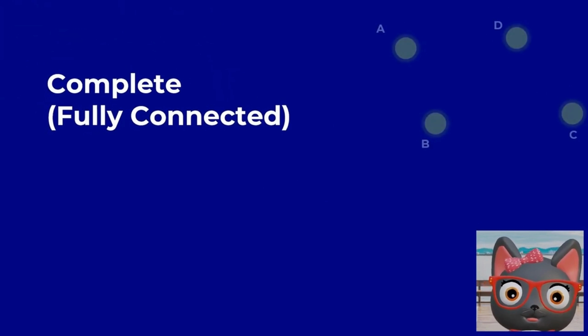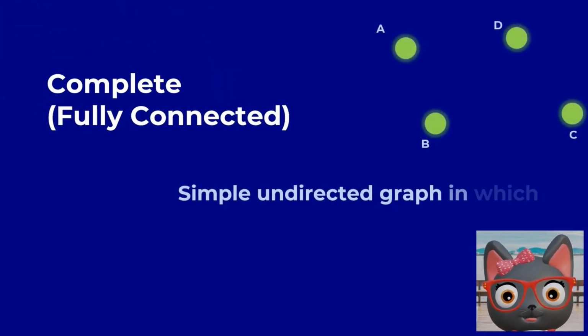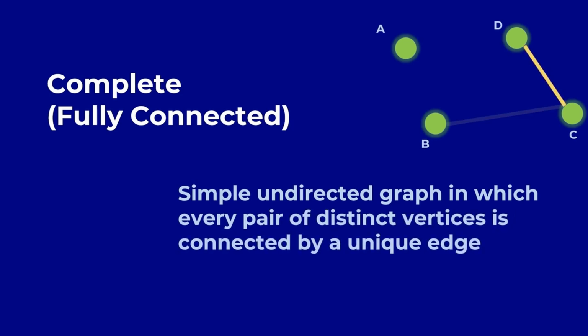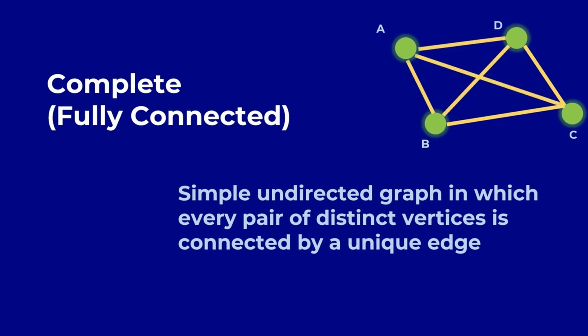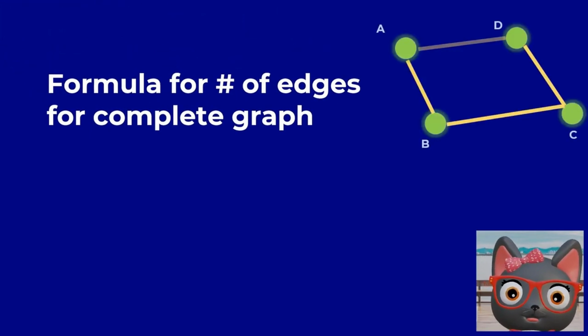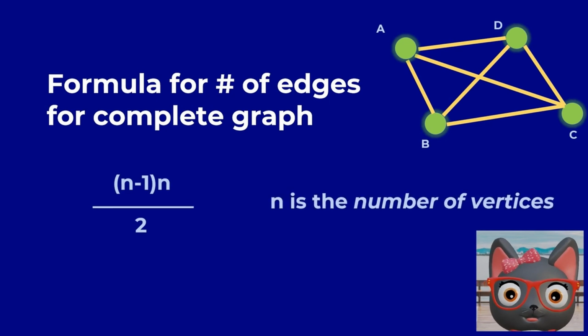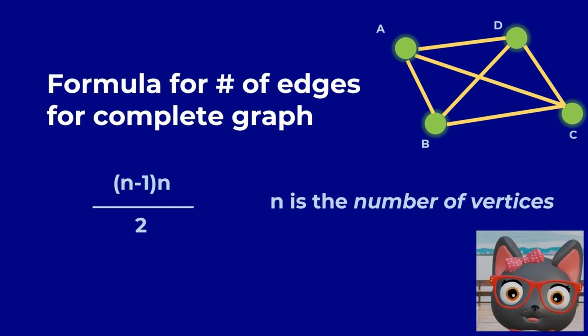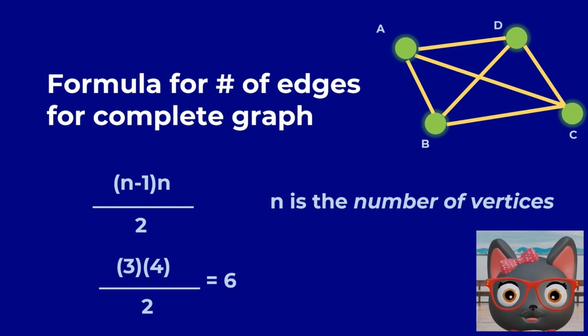A complete or fully connected graph is a simple, undirected graph in which every pair of distinct vertices is connected by a unique edge. You can see in the graph that all pairs of vertices are connected to each other. Now the formula for the number of edges for a complete graph is n-1 times n divided by 2, where n is the number of vertices. For example, in this graph we have 4 vertices, so that's 3 times 4 divided by 2 equals 6 edges, and there are indeed 6 edges.